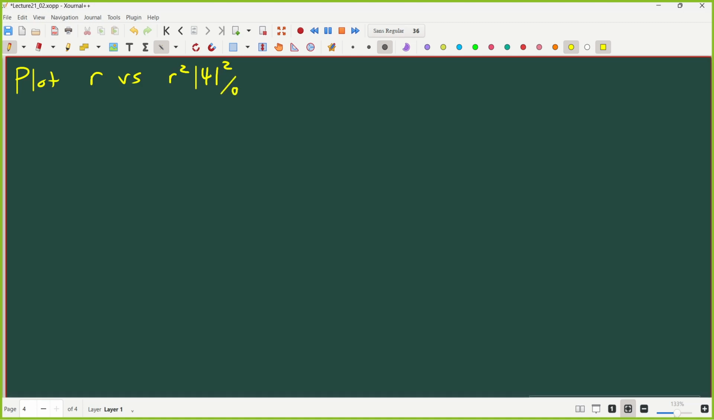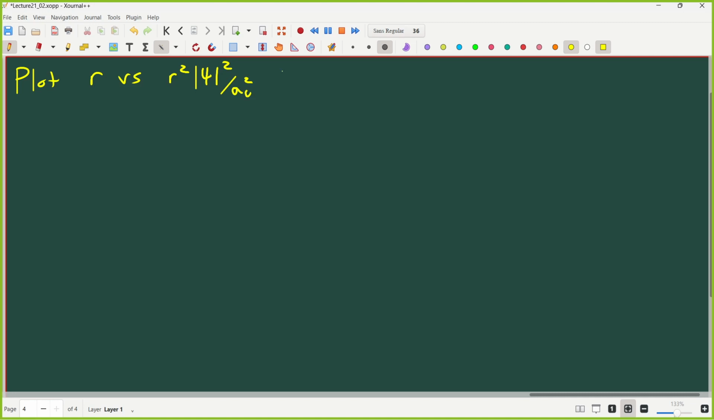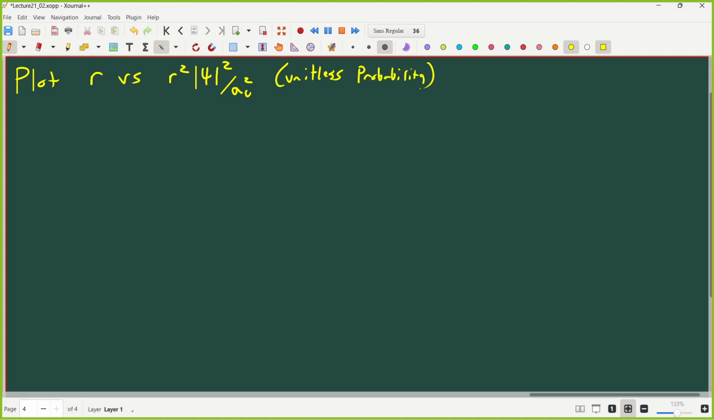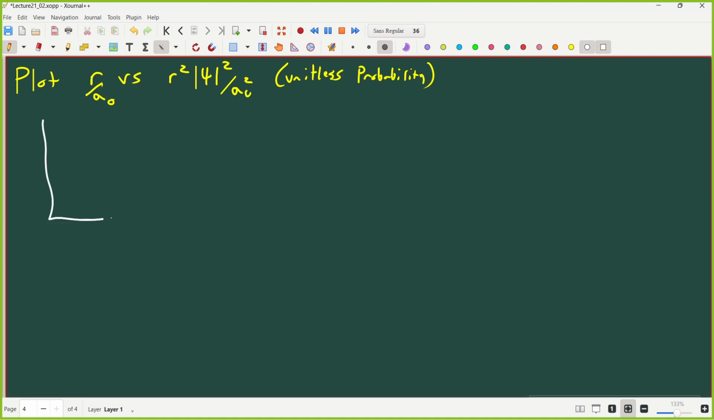Divide it, and then we get rid of the length scale, which is a naught squared. This is unitless probability. Because again, the probability of position is r squared psi squared, so the probability has units of r squared. So we're just going to divide it by a naught squared to make it unitless. Right, so this is unitless probability, so we can plot all of them on the same scale. And I'm going to plot it versus r over a naught.